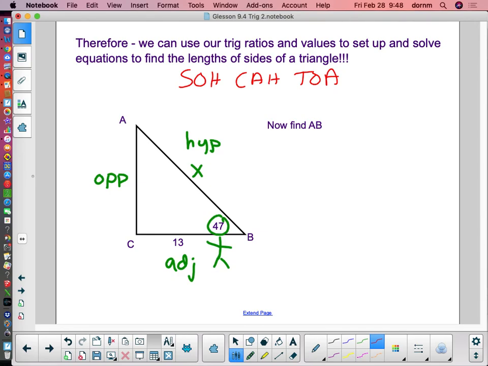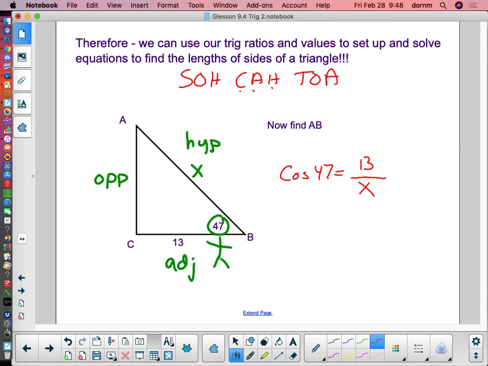Which sides are involved this time? Okay, hypotenuse and adjacent. Which function, which tool uses adjacent and hypotenuse? Cosine. CAH, cosine. So the function I'm choosing is cosine. The angle, the perspective is 47, cosine of 47 equals adjacent over hypotenuse. Well, this is a little different. Now my x is on the bottom.